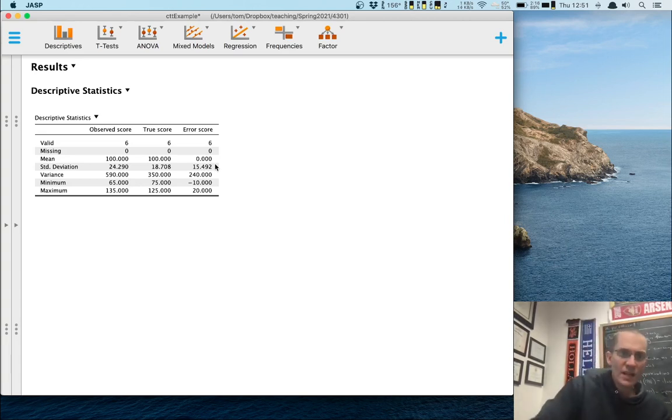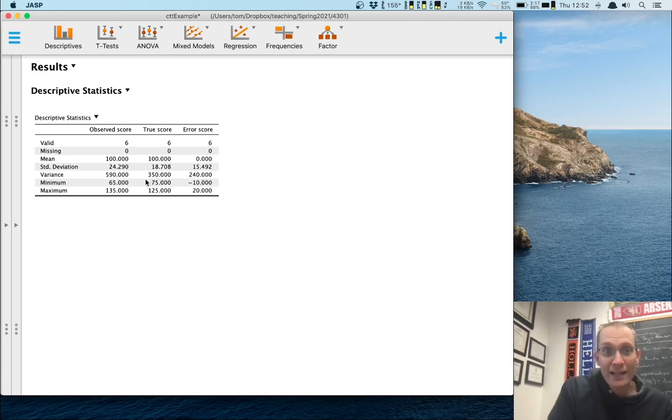Okay. Let's look at the standard deviations. You can see that the standard deviations are 24.29, 18.708, and 15.492. There's no obvious relationship between those that you can see right now, but if you look at variance, so let's really focus on that, 590 for the variance of the observed scores, and 350 and 240 for the variances of the true scores and the error scores. That's kind of interesting.